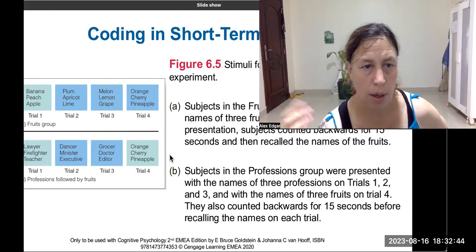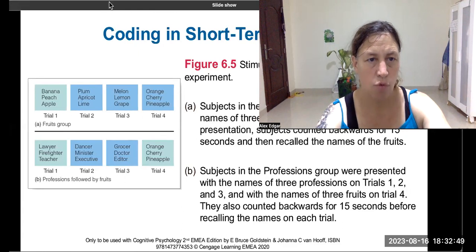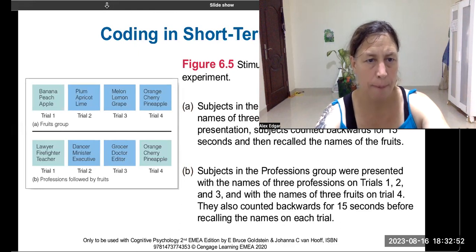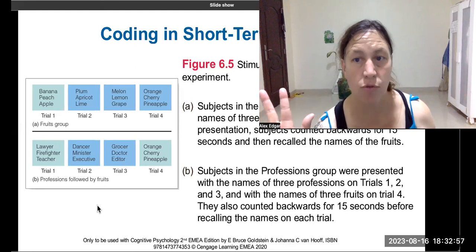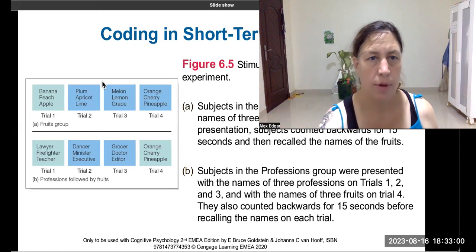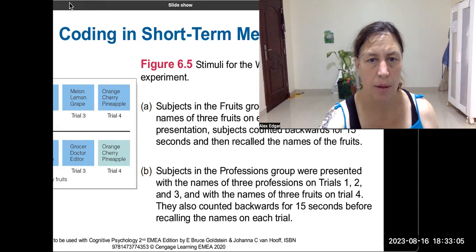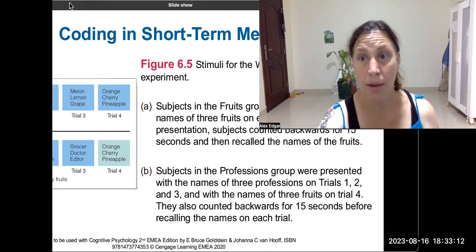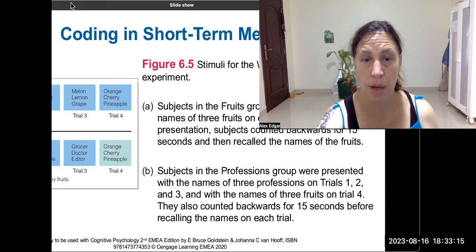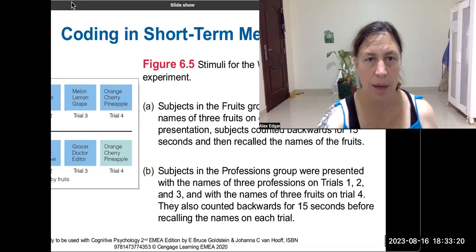Okay, so we've got the fruits group and the professions group. On our left, there were 4 trials, each with different fruits. In the professions, there were 3 fruit trials, 3 profession trials, and 1 fruit trial. Those are the stimuli, and this is for short-term memory. After each presentation, subjects counted backwards for 15 seconds just to make it difficult to remember, and then recalled the names of the fruits. Professions had the same job. Let's see what happened.